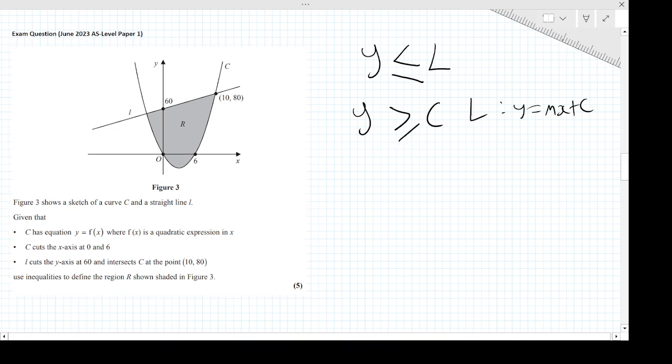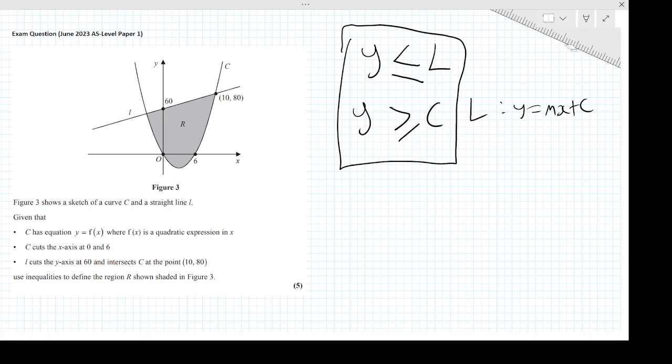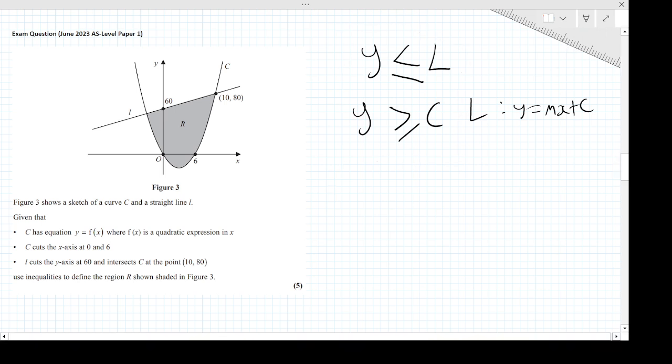But that's not good enough. Obviously, we can't just say that, especially for 5 marks. What we then need to do, this is the other part of the question, is work out the equation of the curve and the line. Well, we already said we know the line is y equals mx plus c. Let's find the line first. We need to find the gradient and the y-intercept.